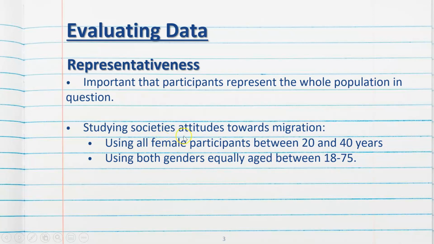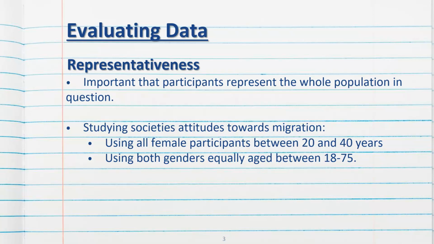So as we can see, there are no male participants, which is obviously a female bias, and there's a very narrow age range here, so between 20 and 40 years of age. And because migration has been around for quite a long time, we would need younger participants and also older participants to get a variety of responses and make sure that it represents the population in question and their attitudes. So it would be far better to use both genders equally, aged between 18 to 75. So we've got obviously an equal gender ratio and we've got much more of an age range to make the results more representative.